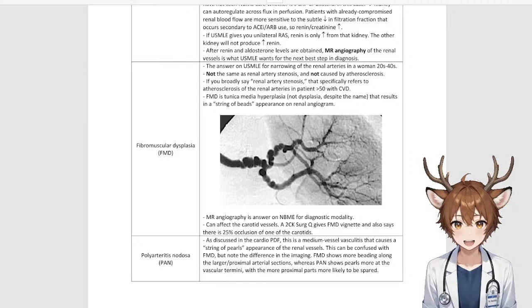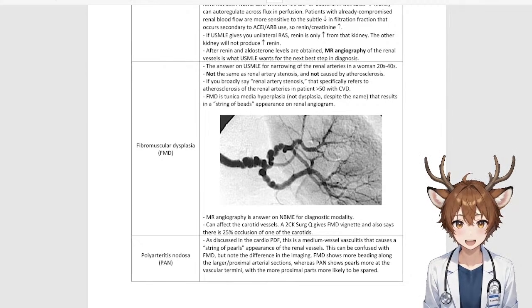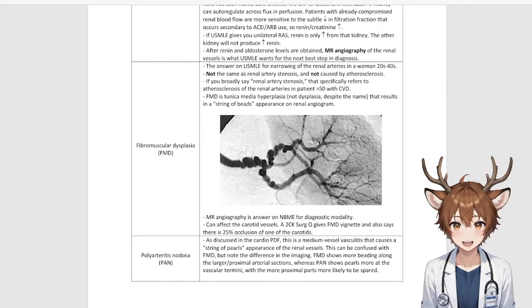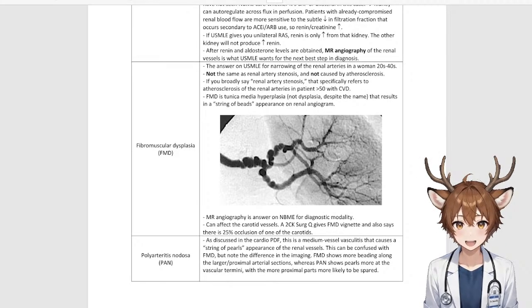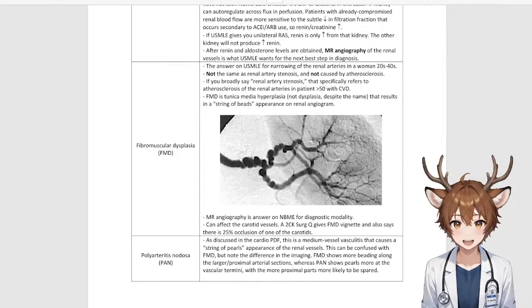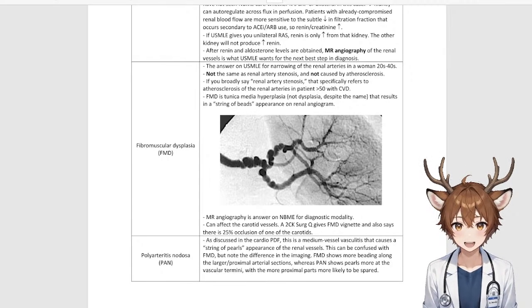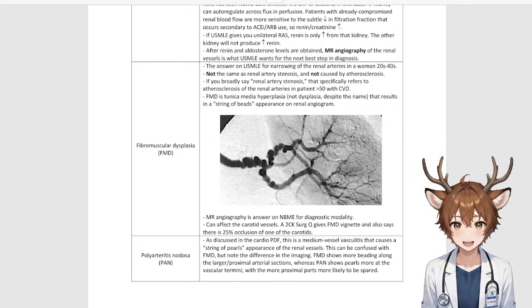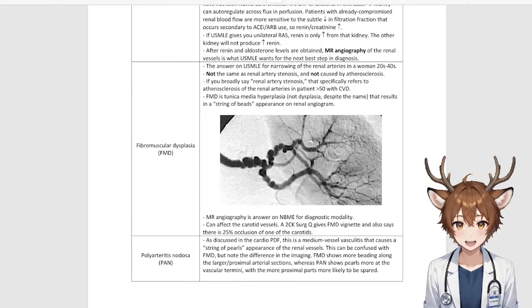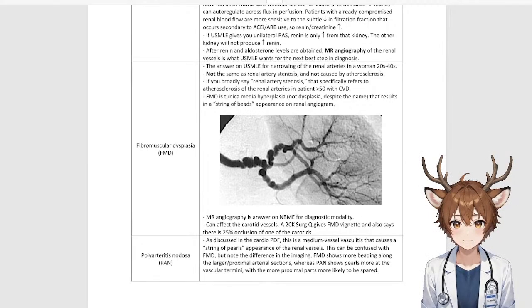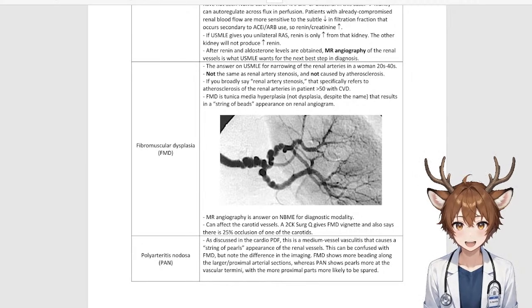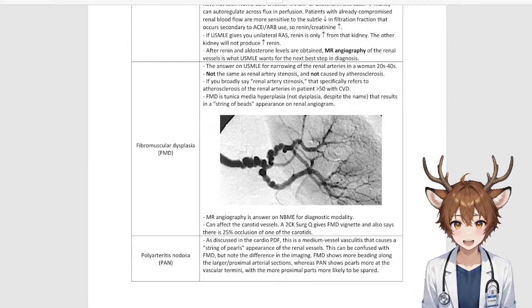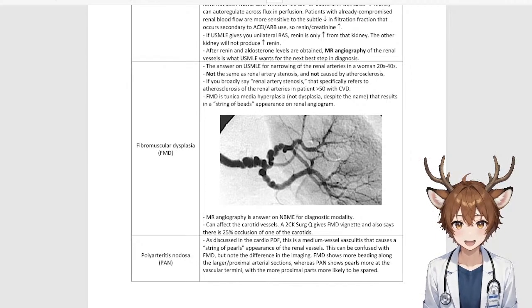Fibromuscular dysplasia, FMD, is the answer on USMLE for narrowing of the renal arteries in a woman in her 20s to 40s. It is not the same as renal artery stenosis and is not caused by atherosclerosis. If you broadly say renal artery stenosis, that specifically refers to atherosclerosis of the renal arteries in patients greater than 50 years of age with CVD. FMD is tunica media hyperplasia, not dysplasia, despite the name, that results in a string of beads appearance on renal angiogram. MR angiography is the answer on NBME for diagnostic modality.